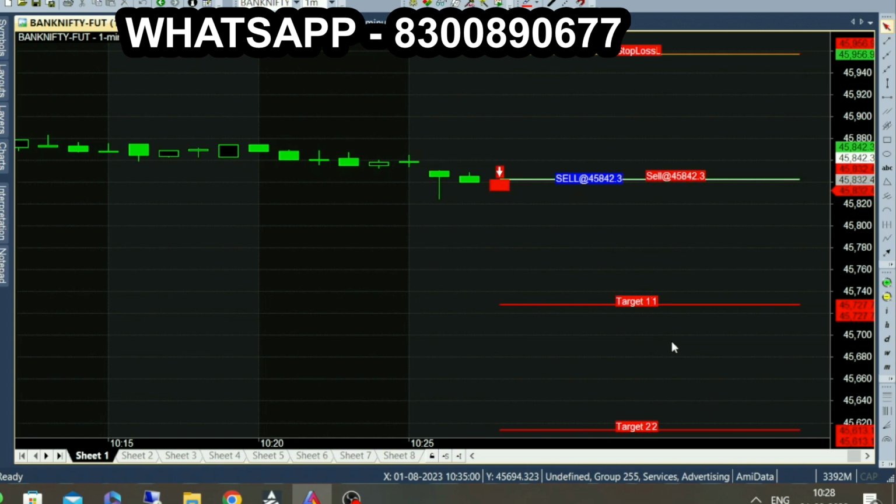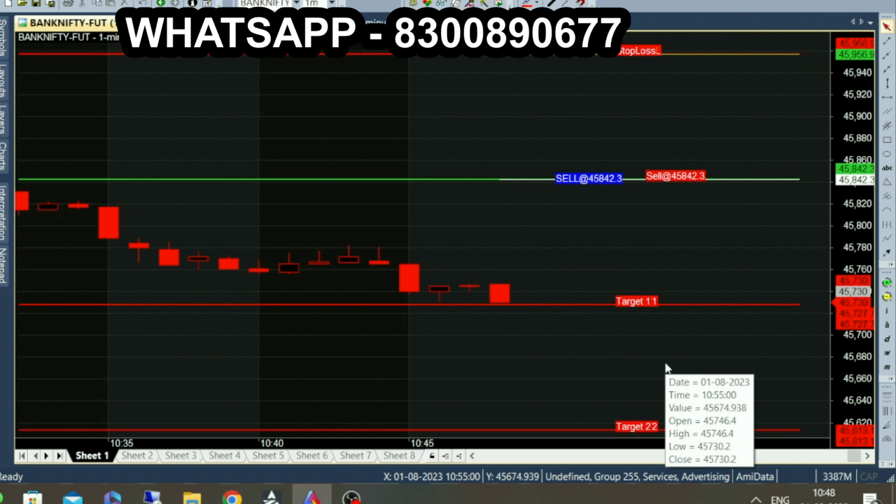On a daily basis in the live market, it will generate calls like this automatically. So you can watch the chart, get the call, and place the order in your broker account. Today a sell call came at 45,842. First target is 45,727, a 115 point first target, and the second target is more than a 200 point range. Like this every day, it will automatically analyze market movement and generate calls in the live market.